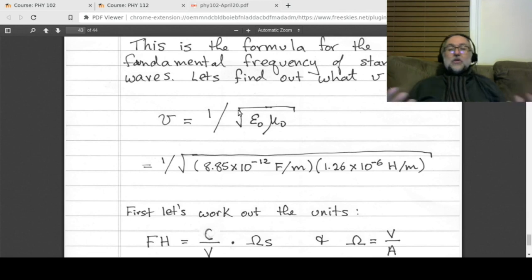So I just wanted to end, there's no problems with this, but since we did study LC circuits, I did want to end this by showing the relationship between the permittivity of free space, that is the ability of free space to sustain electric fields, the permeability of free space, which is the ability of free space to sustain magnetic fields, and the speed of electromagnetic waves.